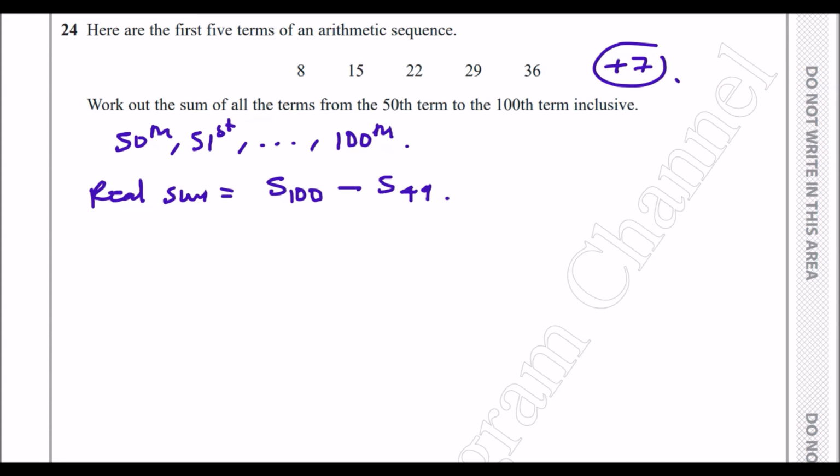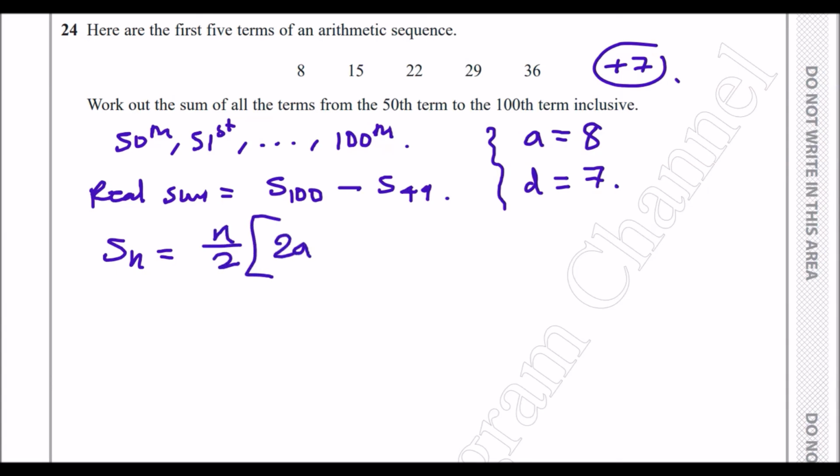Now, to do this, we need to know a couple of things. We need to know our first term a, which is 8, is given. We know our common difference, which is 7. And that's actually what we need. And the sum formula is actually given in the front of the booklet. Just to recap, the sum of the first n terms is n over 2, and then big bracket 2 times a plus n minus 1 times d. Okay, that's what it is.